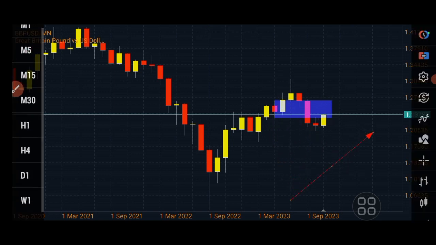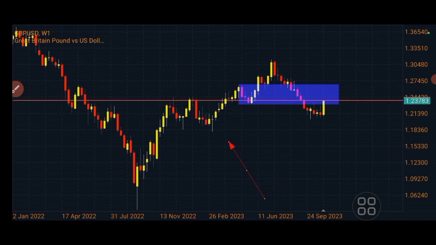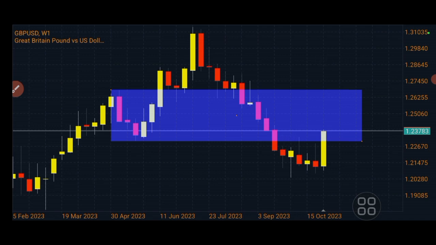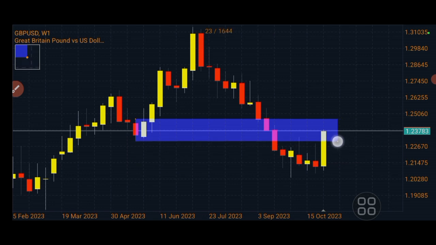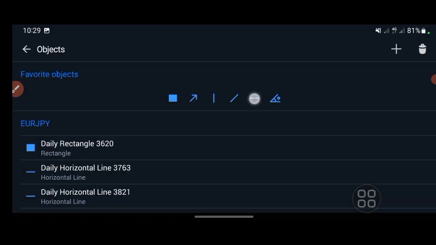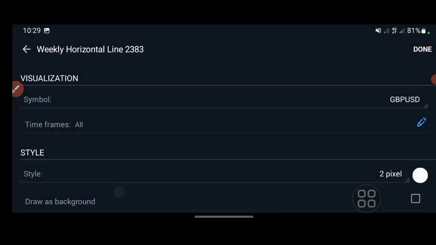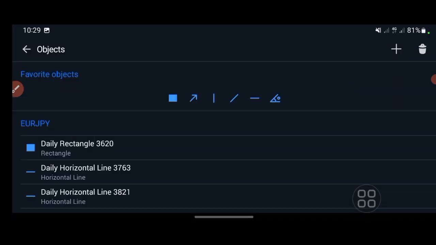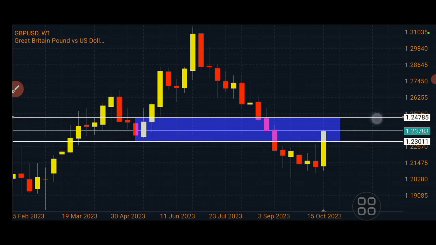So let me go to the weekly. This is what happened in the weekly. Engulfing sell, break here, engulfing break and come back. So where we are going to monitor is this current zone here. This current zone is where we are going to stay and monitor. Let me change my chart line to white. We are going to make use of the white. I don't want to make this video too long, so that's why I'm doing it a little bit faster.